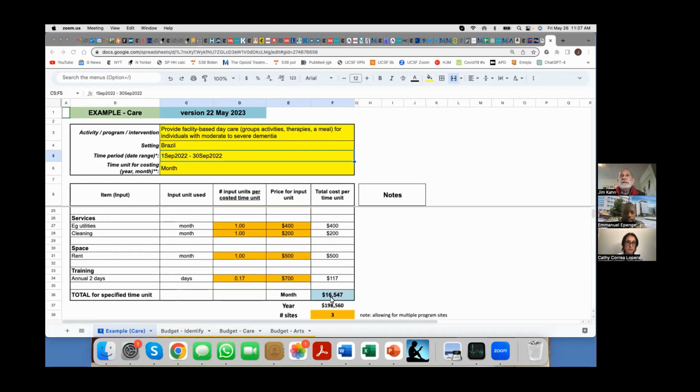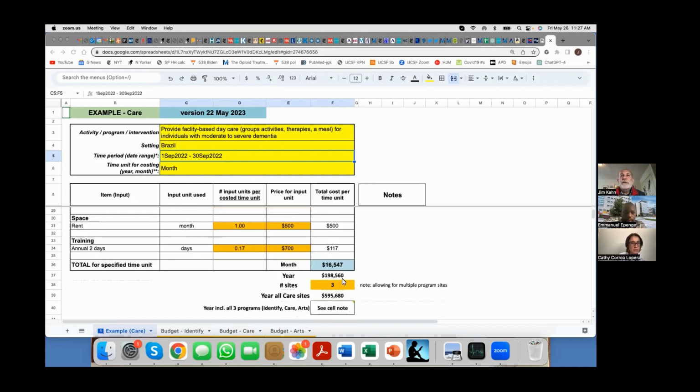The total is $16,547. That's for 1 month, as specified here, and that's actually grabbed from the label that's put in up here in row 6. The total for the year, simply times 12, is indicated here. Now, we allow for multiple sites, so maybe there are 3 sites that all look similar, and so multiplying by 3 gives this amount. As you will see in the budget templates, the goal is to spend a total across all programming of $2 million per year.